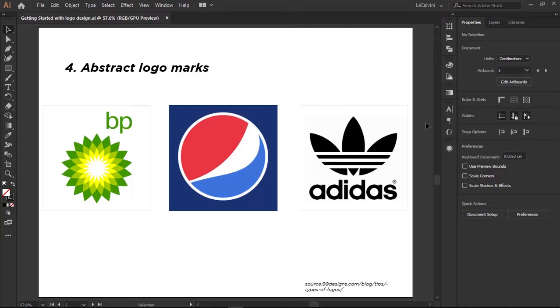They usually have an abstract geometric form that represents your business. So a few of them, we have BP, we have Pepsi, and as you can see, Pepsi has a divided circle and stripe. Adidas flower, you see, it's like a flower.